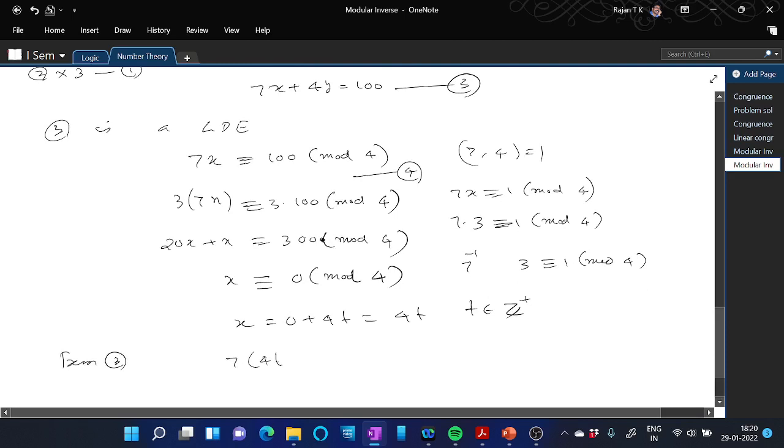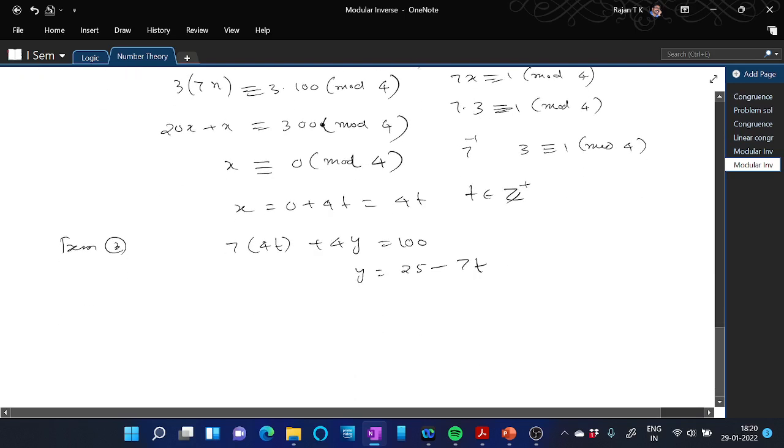From 7x plus 4y is equal to 100, it gives you y is equal to 25 minus 7t. Again t is such that 25 minus 7t is positive.